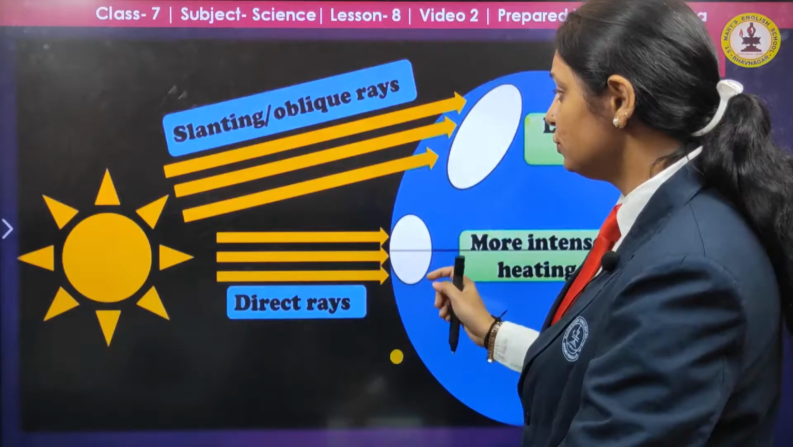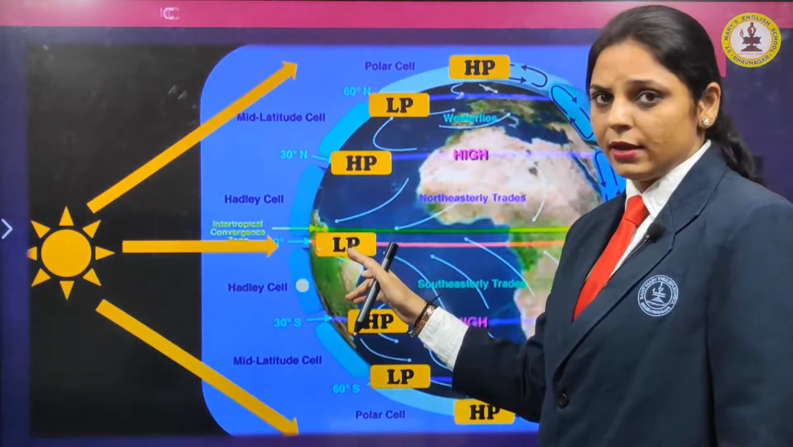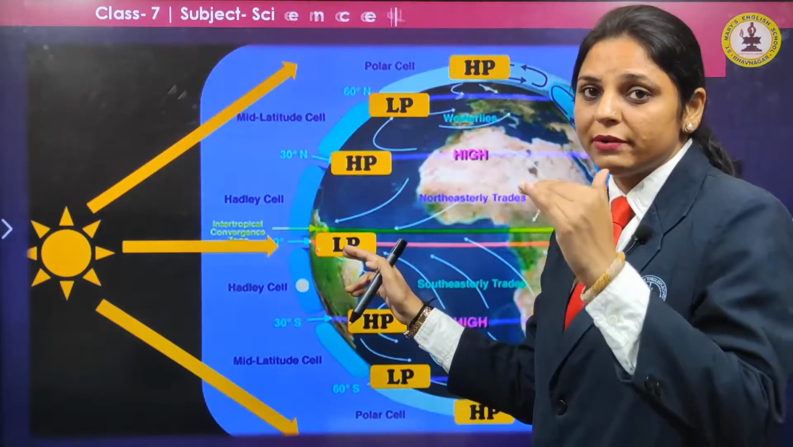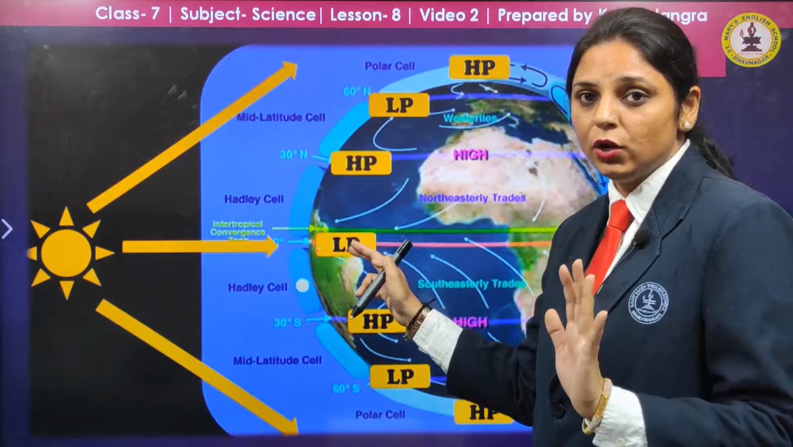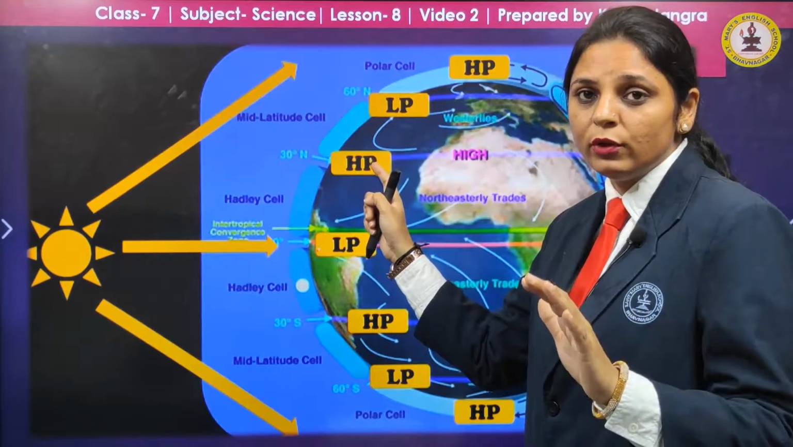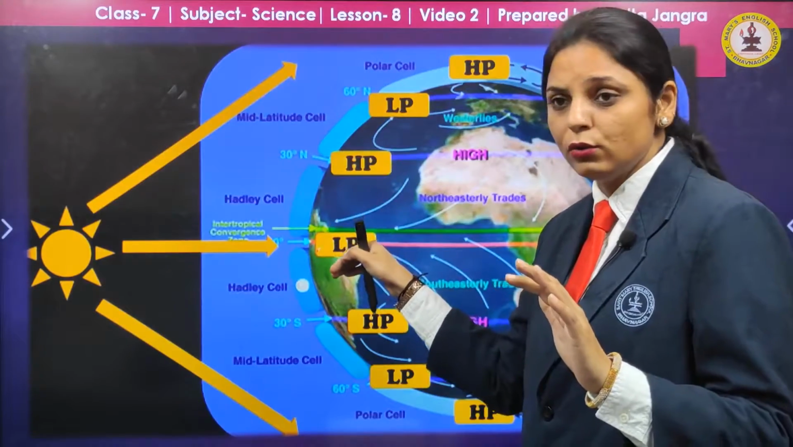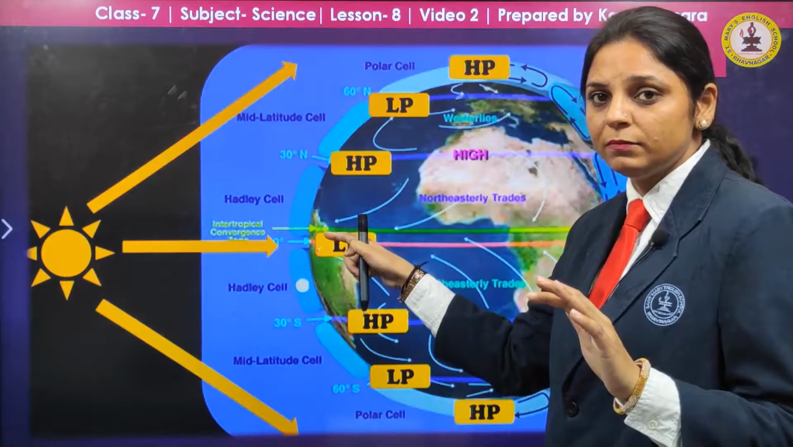What happens due to this? Due to direct heat, the air present in this area will get warm and it will rise up. If it rises up, the pressure will be low. But here it rises up, condenses, cools down, and again it tries to sink downward. So that means the high pressure to low pressure movement will occur.